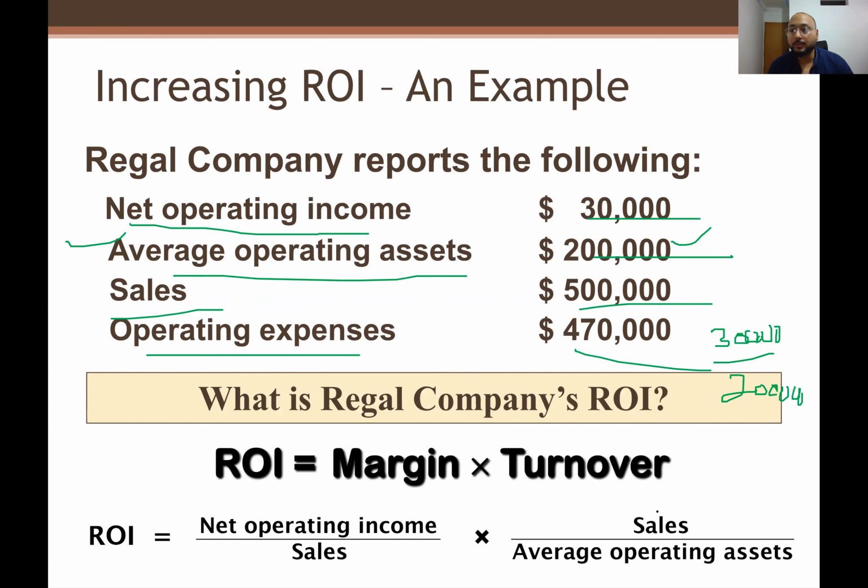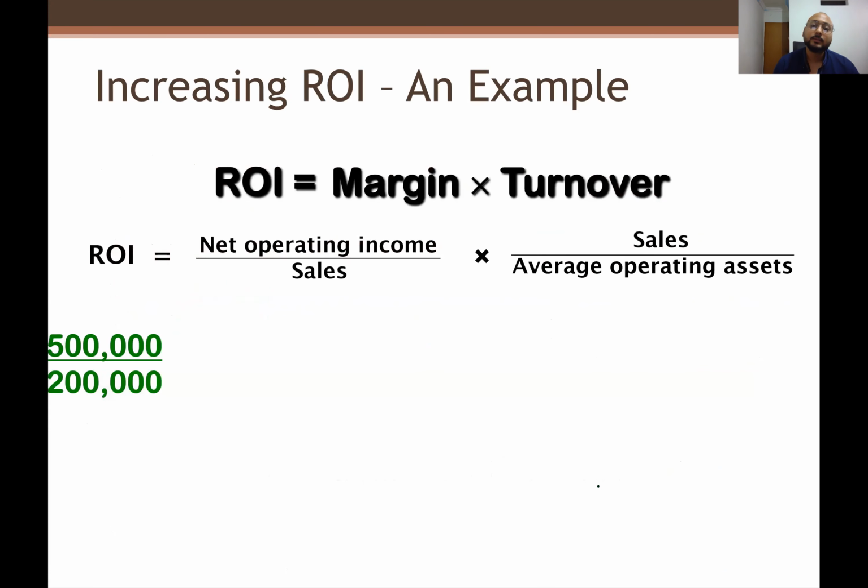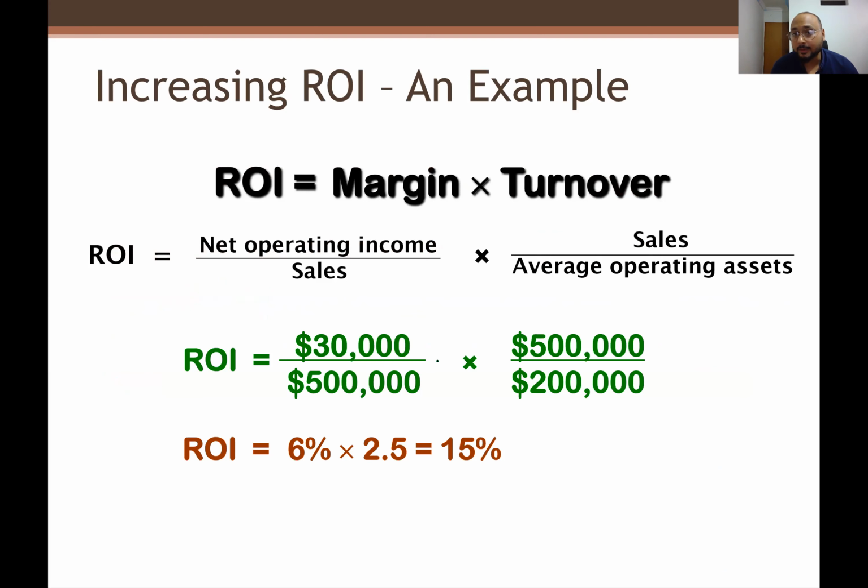Or you can use the two-step formula, which is net operating income divided by sales, divided by average operating income, average operating assets, right? So in this case, 500,000, 500,000 cancel. The answer is going to be 30,000 divided by 200,000. The answer is going to be 15%.